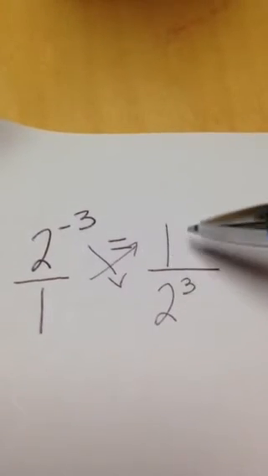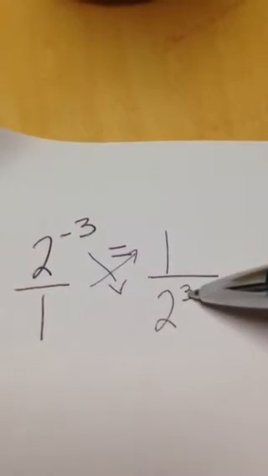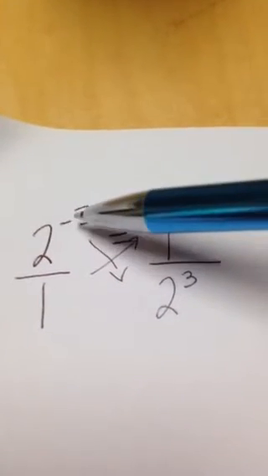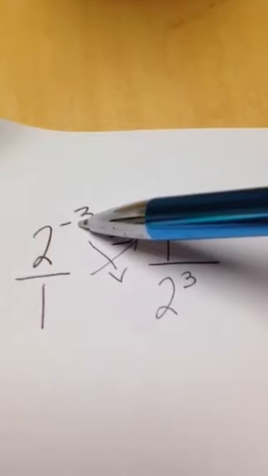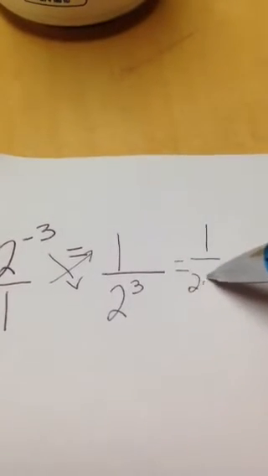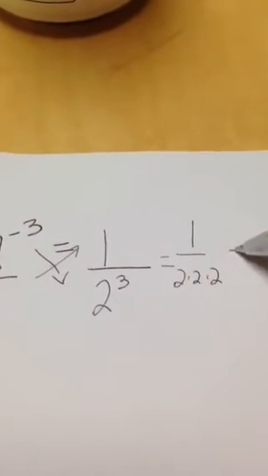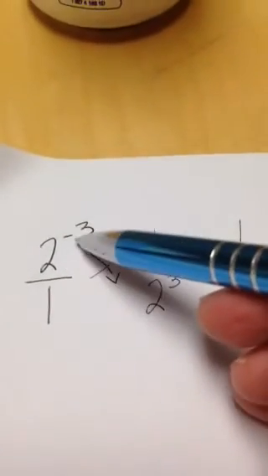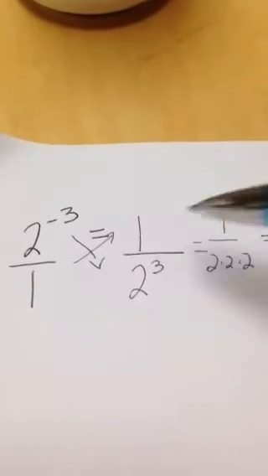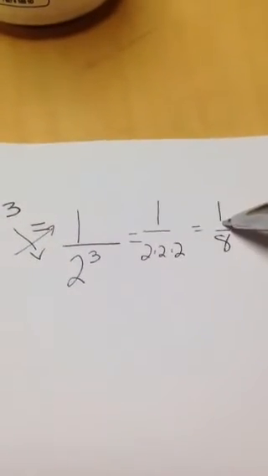So now we have 1 over 2 to the positive 3 power. Remember, when we raise something to a negative number, it's repeated division, and this number is going to get a lot smaller. In fact, this becomes 1 over 2 times 2 times 2, which is 1/8. So 2 to the negative third power equals 1 over 2 to the positive third power, which equals 1/8.